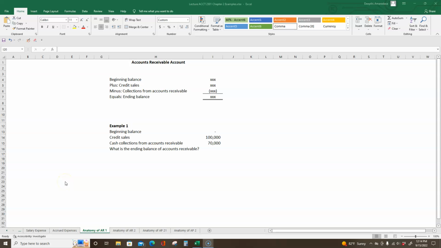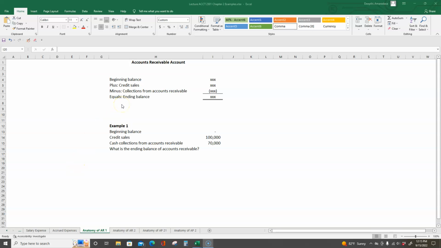In this video, we're going to look at the different components of the accounts receivable account. I call this the anatomy of accounts receivable. We're going to analyze each item that affects the accounts receivable account and then learn how to calculate the ending balance and other components of accounts receivable.